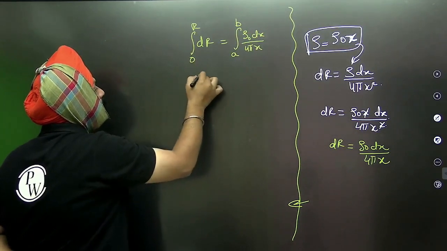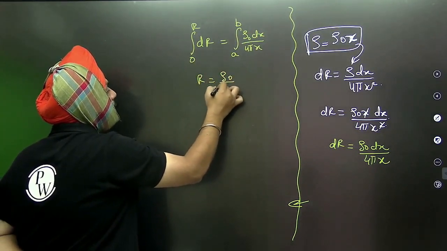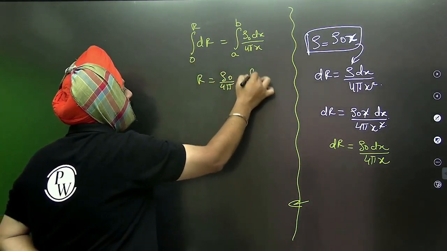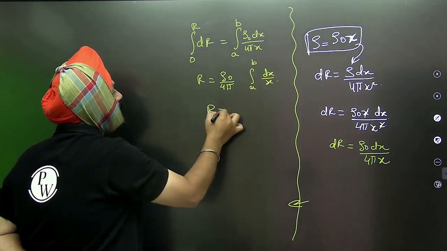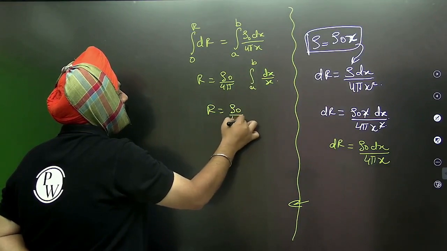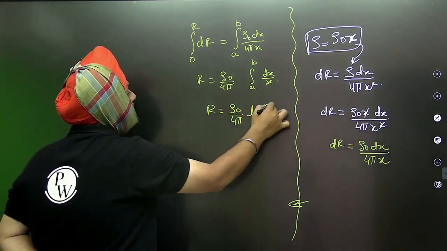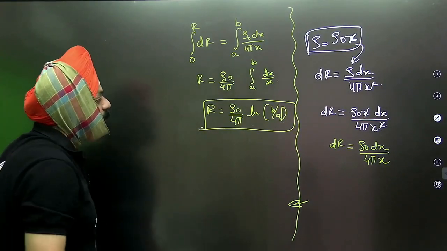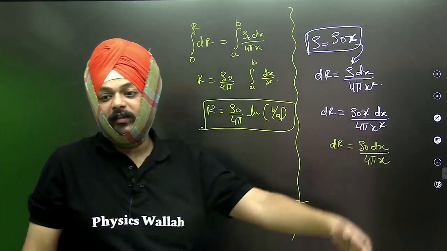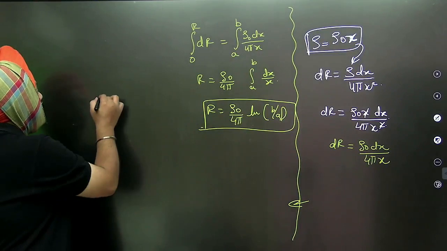Rho naught by 4 pi is common. You are going to integrate from a to b, dx by x. So this resistance is going to be rho naught by 4 pi, ln of b by a. This will be the value of the resistance. See how things are getting changed? This is an extra sum from my side.